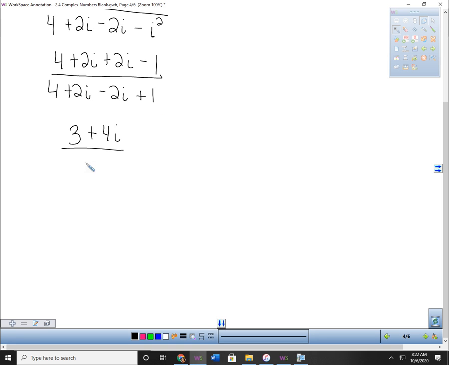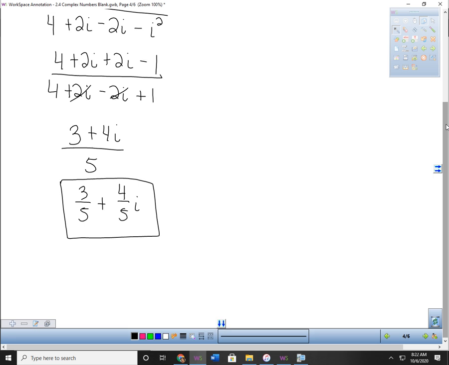4 and 1 make 5, and these two cancel. Then I'm going to split this off into two separate terms. So I have 3/5, that does not reduce, plus 4/5, that does not reduce, times i. And again, you can check yourself by plugging into the calculator.